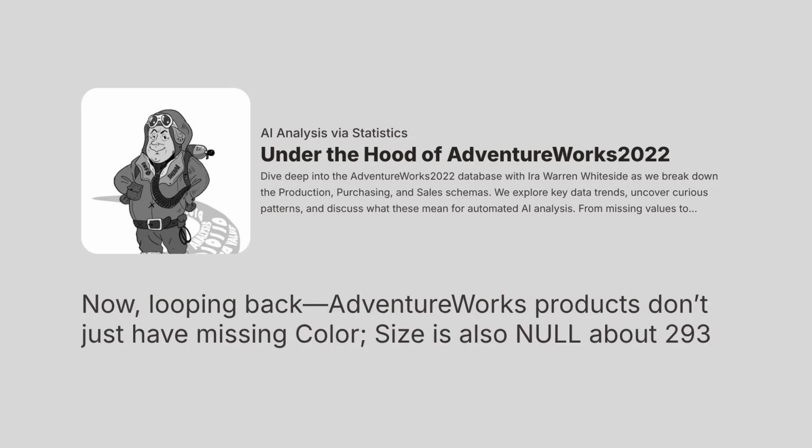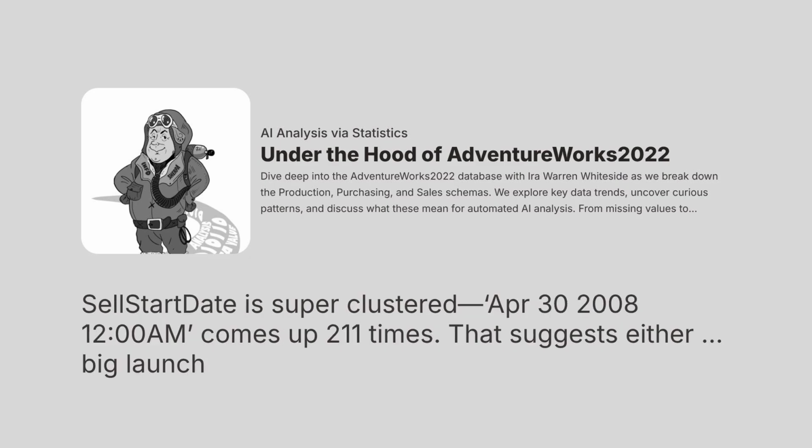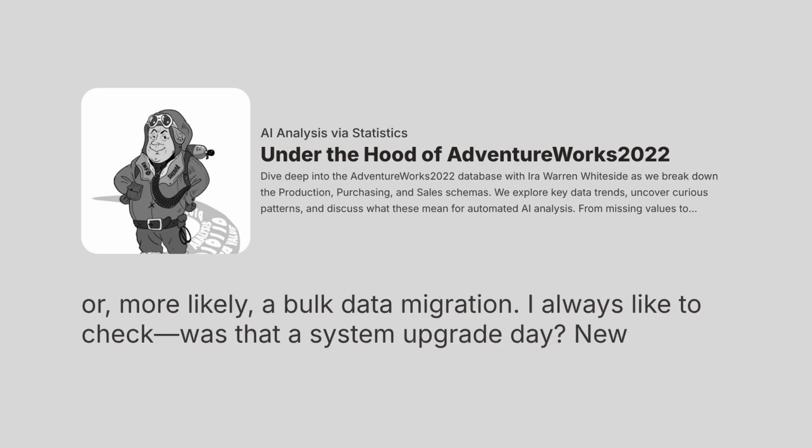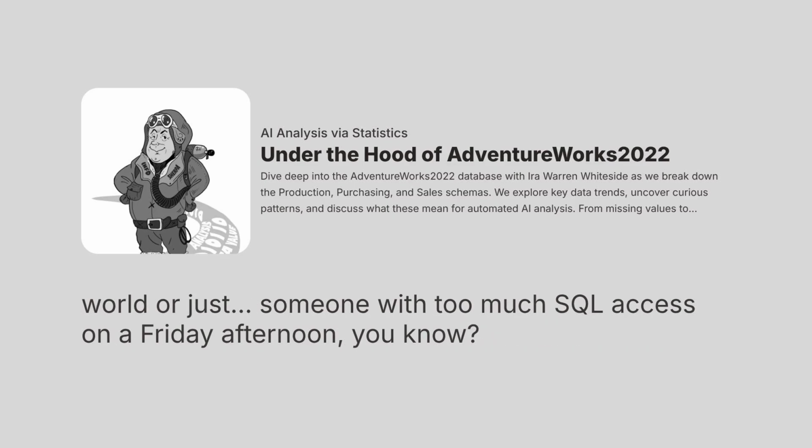Now, looping back, AdventureWorks products don't just have missing color. Size is also null about 293 times. It's the same pattern you see with weight unit measure code too. But the flip side? Sell start date is super clustered. April 30, 2008, 12 a.m. comes up 211 times. That suggests either a big launch or, more likely, a bulk data migration. I always like to check: was that a system upgrade day? New SKUs added en masse? These date pileups tend to hint at something major happening, either in the real world or just someone with too much SQL access on a Friday afternoon.